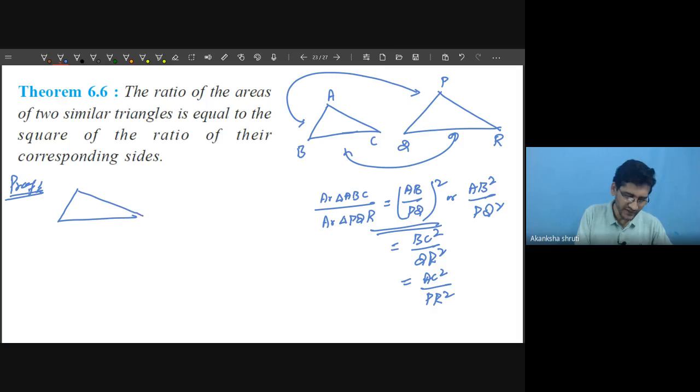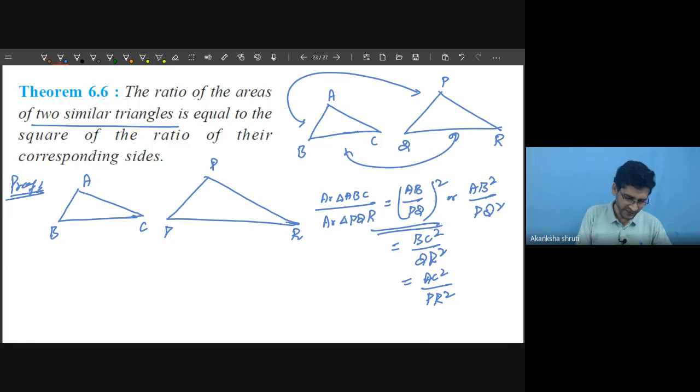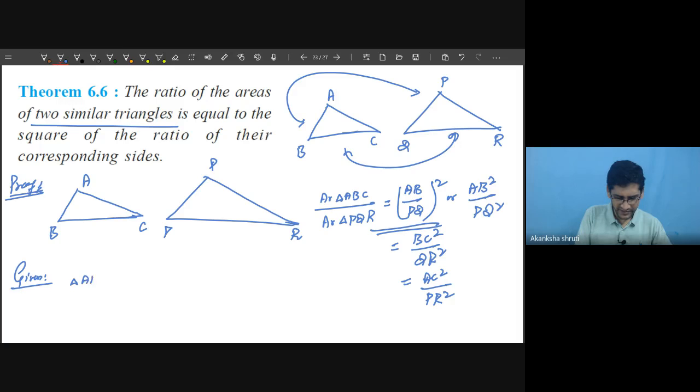Let me draw the two triangles as ABC, and another triangle as PQR. Here, triangle ABC is similar to triangle PQR. This is in the theorem itself. So what is given? The given condition is triangle ABC is similar to triangle PQR. A student, what does it mean? Is this only a statement? No. This gives you two equations, or three ratios. So you must quickly write it while it is given.